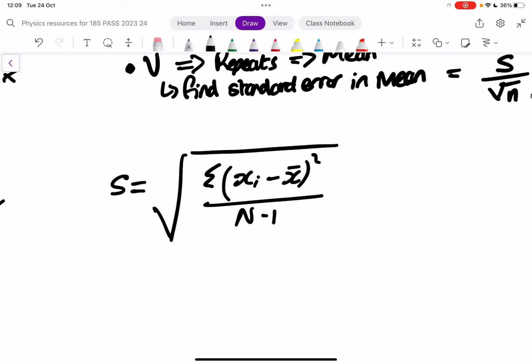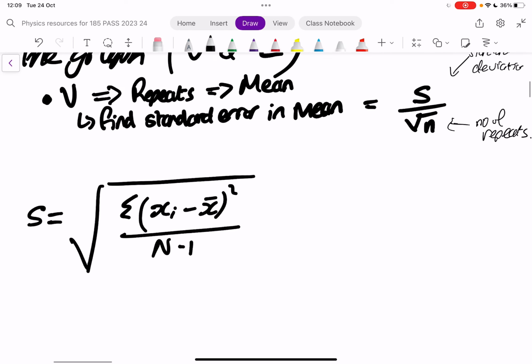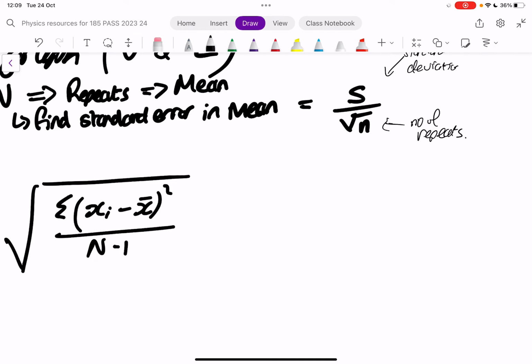So effectively what you do is you take each value of repeat. So if you've got 6 repeat readings for one set of voltages at one length, you do the difference between each and the mean, you square them, you add them together, you divide by, in this case, 6 minus 1, so divide by 5, and then square root the whole thing. And that gives you the standard deviation. To get the standard error, you'd then take that and divide that by root 6.